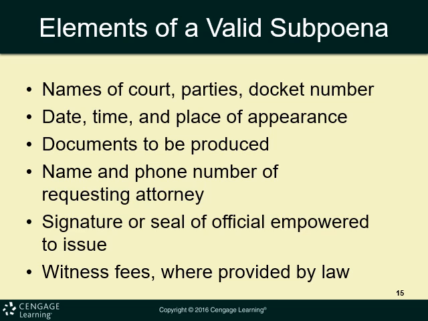Now, there are certain elements that are common to all valid subpoenas, and common elements are listed here. It includes the name of the court where a lawsuit is brought, names of the parties involved in the lawsuit, the parties being both the plaintiff and the defendant, the docket number of the case, date, time, and place of the requested appearance, specific documents to be produced if a subpoena duces tecum is involved, the name and phone number of the attorney who requested the subpoena, signature, stamp, or a seal of the official empowered to issue the subpoena, and witness fees where provided by law.